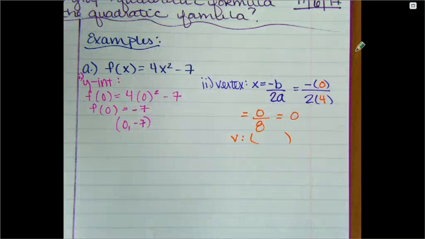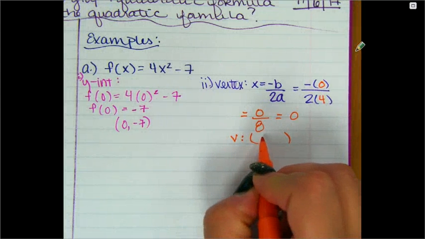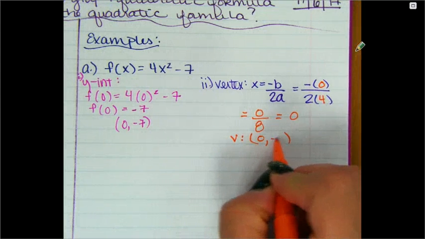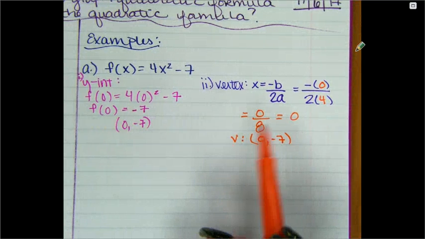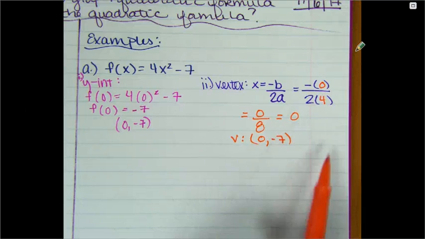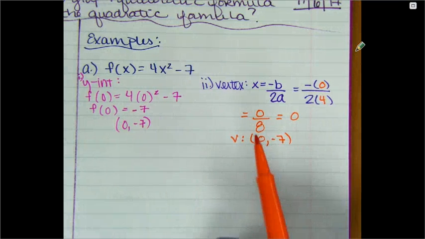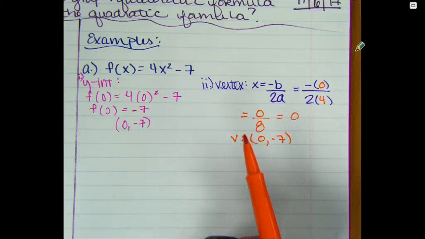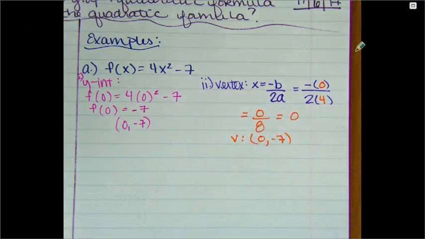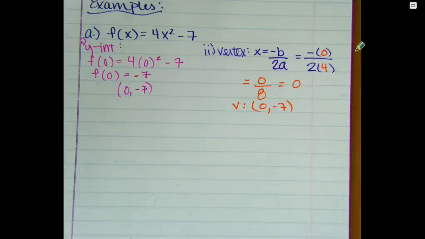Hey, what's my vertex? Negative 7. Why is it negative 7? Because I already have that point. 0 can't be repeated more than once, right? Otherwise, it's not a function. So if I already have 0, then I already know it's 0 comma negative 7. My y-intercept and my vertex are exactly the same. All right. Now what's next? X-intercepts.